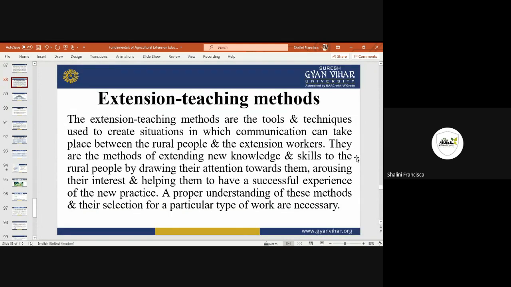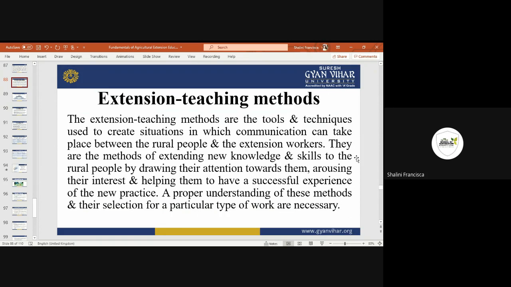If you do the same thing, maybe the interest of the people will be very low and they will avoid coming together and learning about things. So you need to have something very interesting, so that people by themselves are drawn towards whatever you are doing, helping them to have a successful experience of the new practices. Whatever the practice is, people need to have a successful experience.